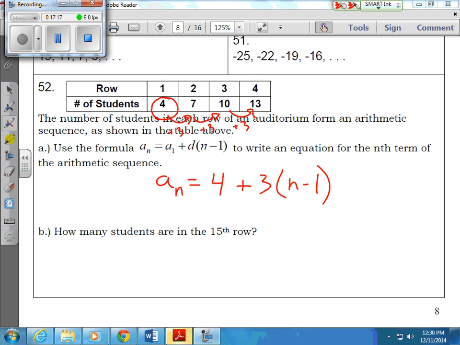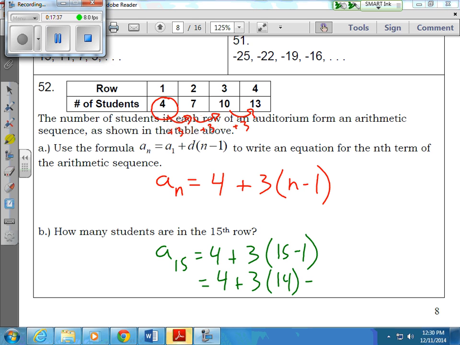Okay, so if we want to figure out what's in the 15th row, then A of 15 is going to be 4 plus 3 times 15 minus 1, which would be 4 plus 3 times 14, which is 4 plus 42, which is 46.